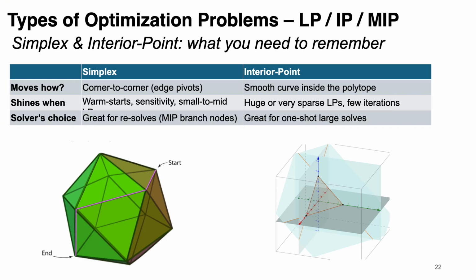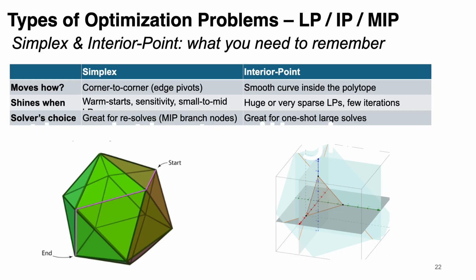You might wonder why we need two different methods. The answer lies in the personality of your data. The simplex method is excellent when you need to perform warm starts. If you solve a problem, change one small constraint, and want to solve it again, simplex can start from where it last finished. This makes it the go-to choice for the internal nodes of a mixed integer search. The interior point method, on the other hand, is a powerhouse for massive or very sparse problems. It often requires fewer steps to reach the answer than simplex does when the scale of the problem is enormous.